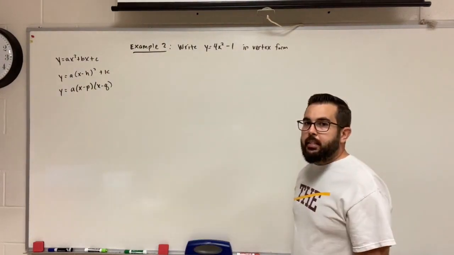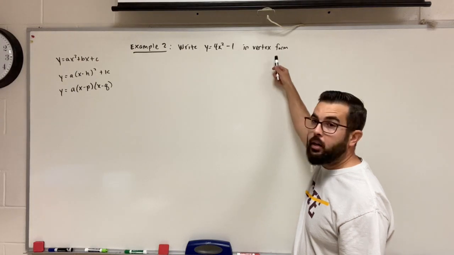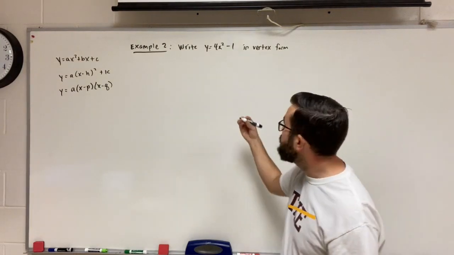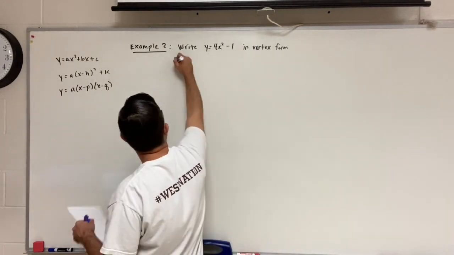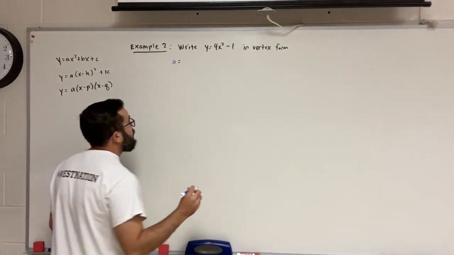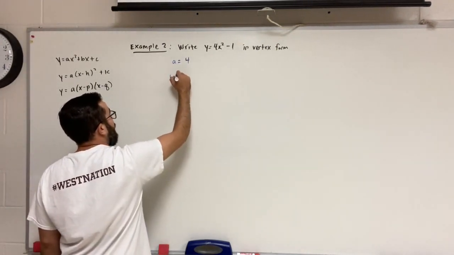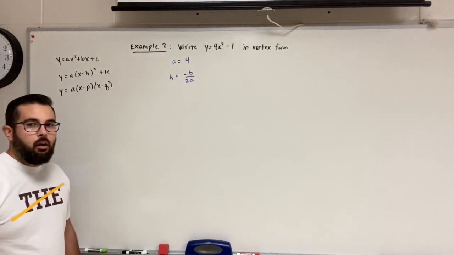All right, so second example. We want to write y equals 4x squared minus 1 in vertex form. In vertex form, we know we need A, H, and K. So A is going to be 4. H is given by the expression negative B over 2A.